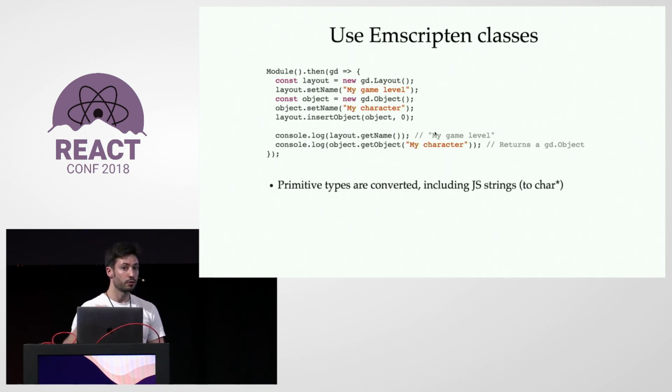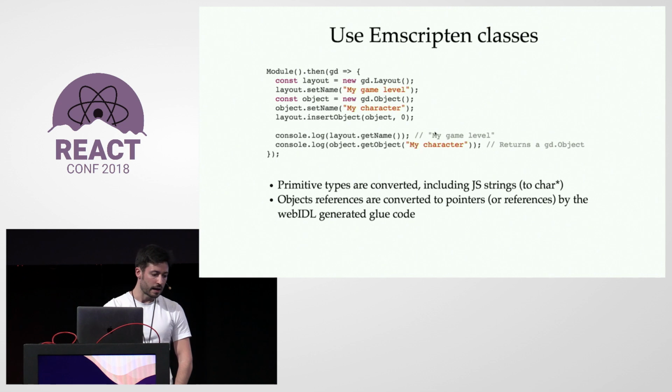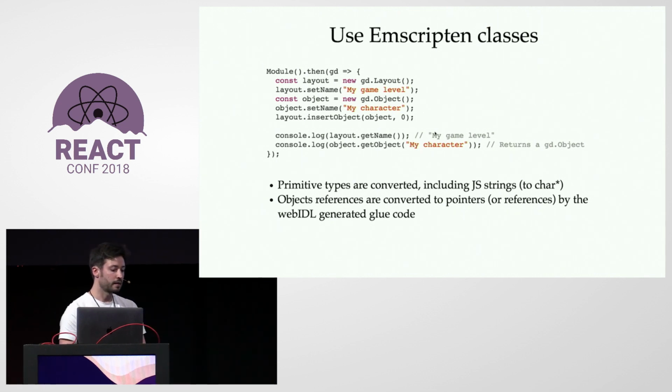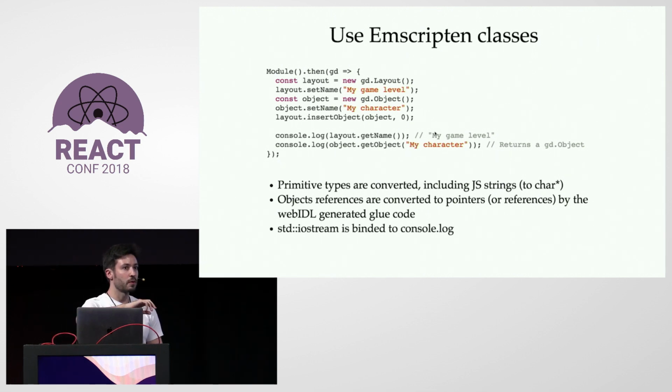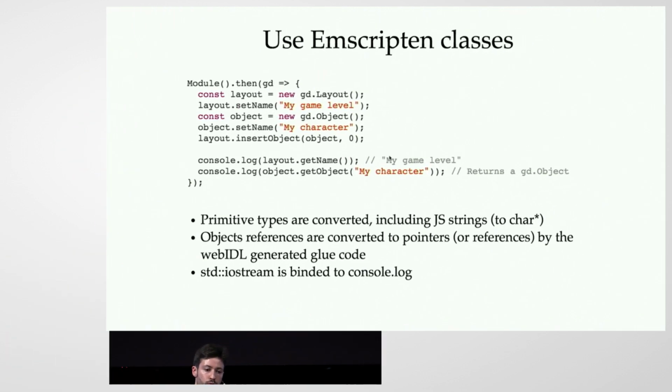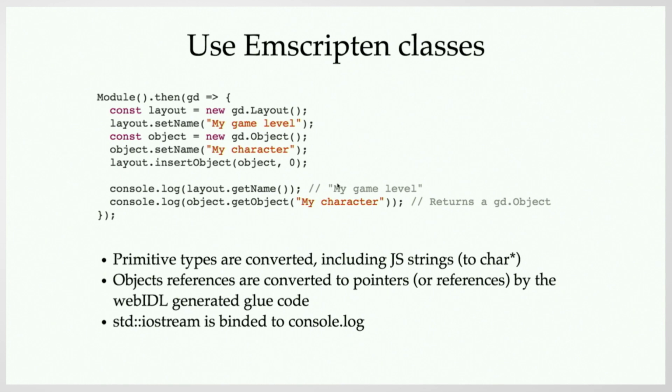Primitive types are converted automatically, so float, booleans, including the strings in JavaScript, so that's really convenient. And object references can be converted either to pointers in C++ or to references if you use them. So that's also really convenient. And finally, all the input and output streams that you're using in C++ or in C are sent to the console. So here again, it's really convenient.